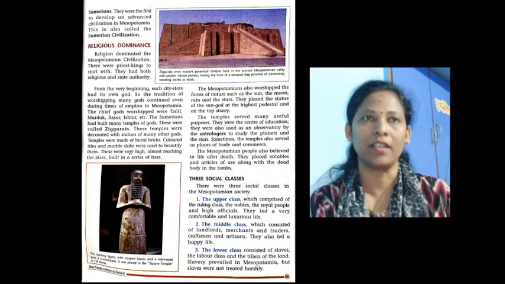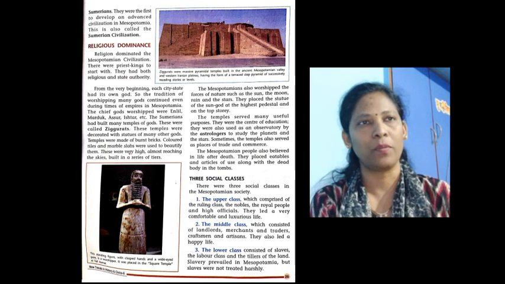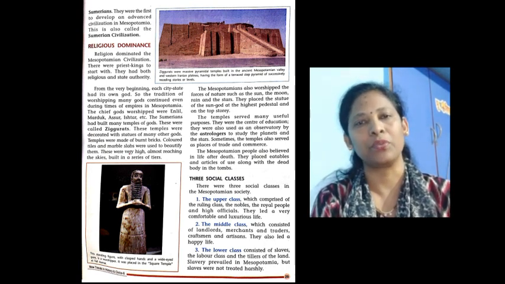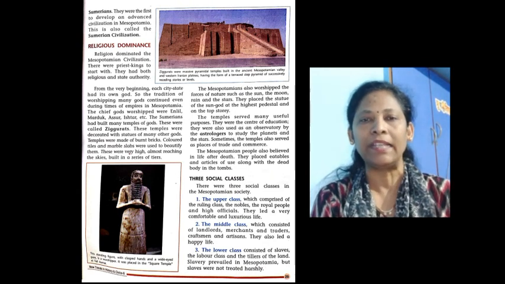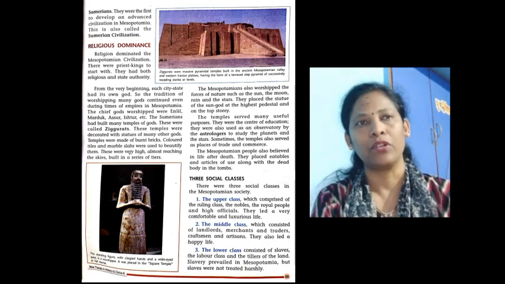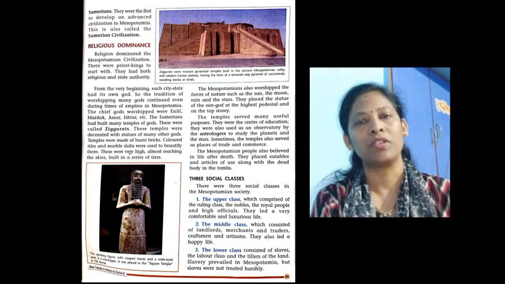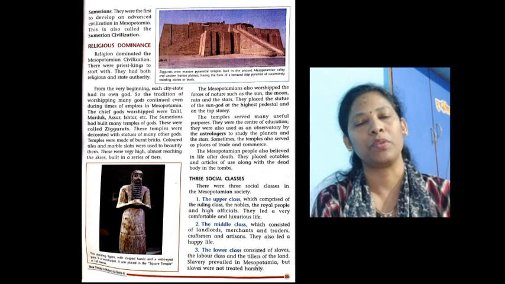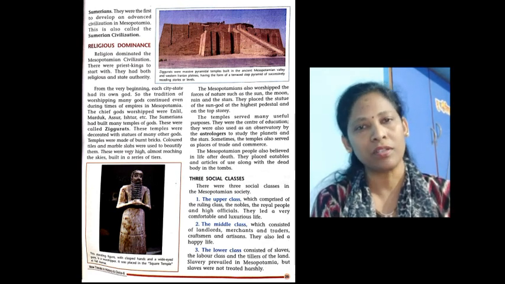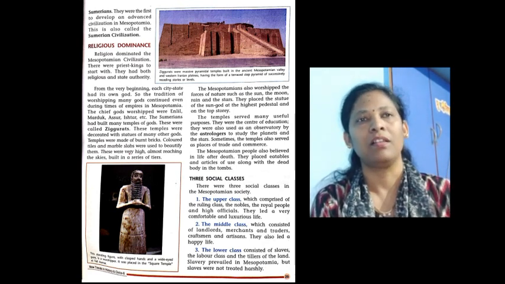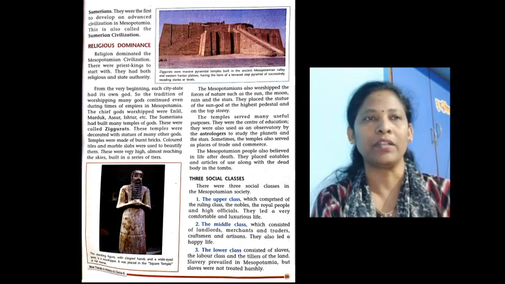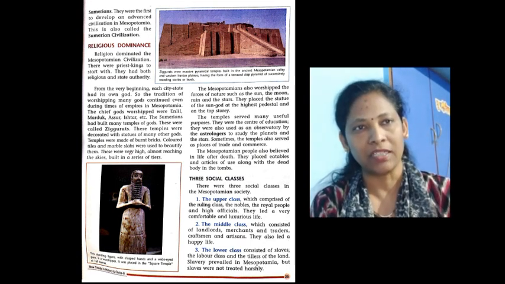Now, religious dominance. Religion dominated the Mesopotamian civilization. There were priests and kings who were the ruling class. From the beginning, each city-state had its own god, so the tradition was worshipping many gods. They built many temples known as ziggurats, and the chief gods were Enlil, Marduk, Asur, Ishtar, etc. These ziggurats were decorated with the statues of many other gods.